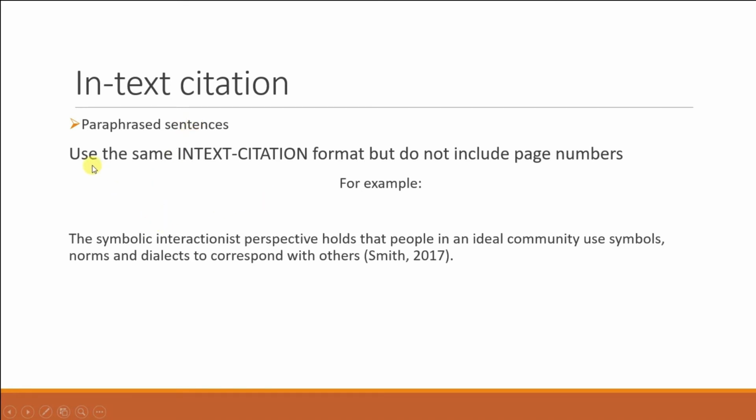Now this is the general rule: use the same in-text citation format, but do not include page numbers. So for example, the symbolic interactionist perspective holds that people in an ideal community use symbols, nouns, and dialects to correspond with others. Smith 2017. So in this case, I have not used the page number. So what you need to understand is that page numbers you include when you use direct quotes.